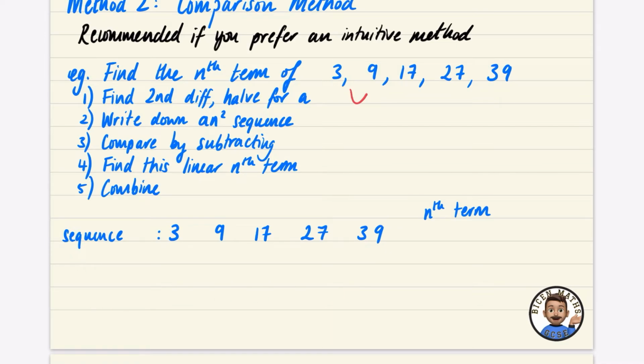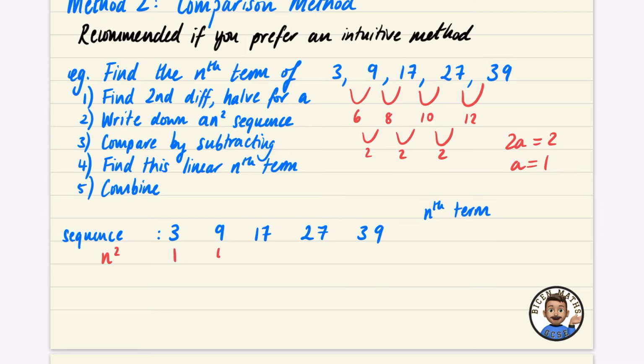So we have to start off the same way as before by finding out what they're going up in and finding the second difference. So it's going up 6, 8, 10, 12. So that's going up in 2 each time. So the second difference is 2a. So 2a is equal to 2, which means a is equal to 1. So we're going to now write down the 1n squared sequence. This is going to be when n is equal to 1: 1 squared, 2 squared, 3 squared, 4 squared, and 5 squared.